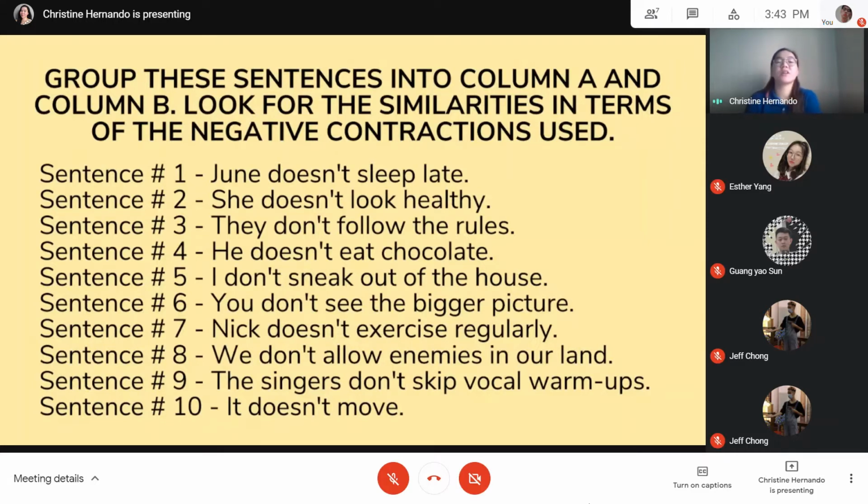So the direction instructs us to group these sentences into two columns, into column A and column B. We must look for the similarities in terms of the negative contractions used. Now I'm going to give you 3 minutes to read, analyze, and group these sentences. And afterwards, I will be calling some of you to fill in the columns, the column A and the column B. Is that clear, class? Yes, ma'am. Okay, so you may start working now.